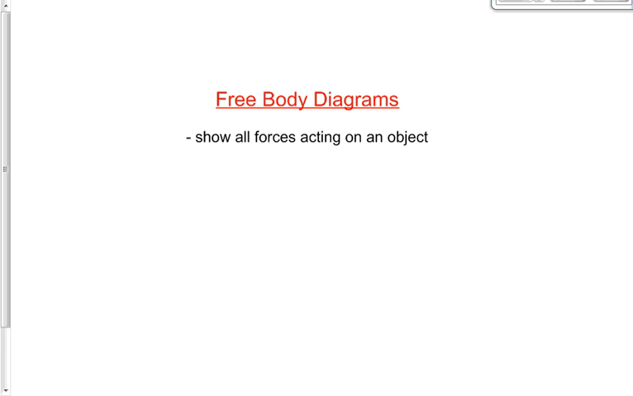Going to go back and revisit something that we addressed early last week. That's called free body diagrams. A free body diagram, you might remember, is a diagram that shows all of the forces acting on a particular object. Now, we drew a couple free body diagrams last week, but that's kind of where we ended it. We didn't do anything with those free body diagrams. Today, we're going to see the purpose of drawing those free body diagrams.